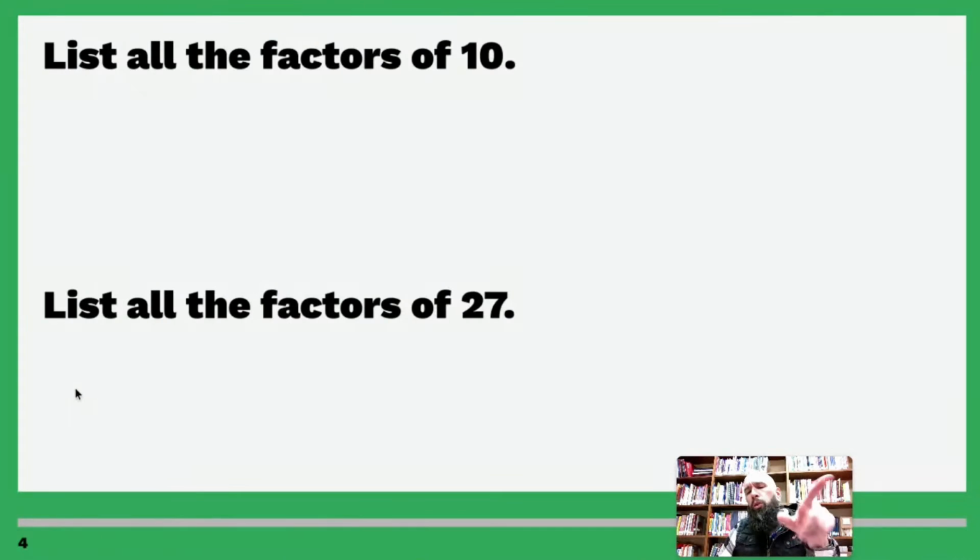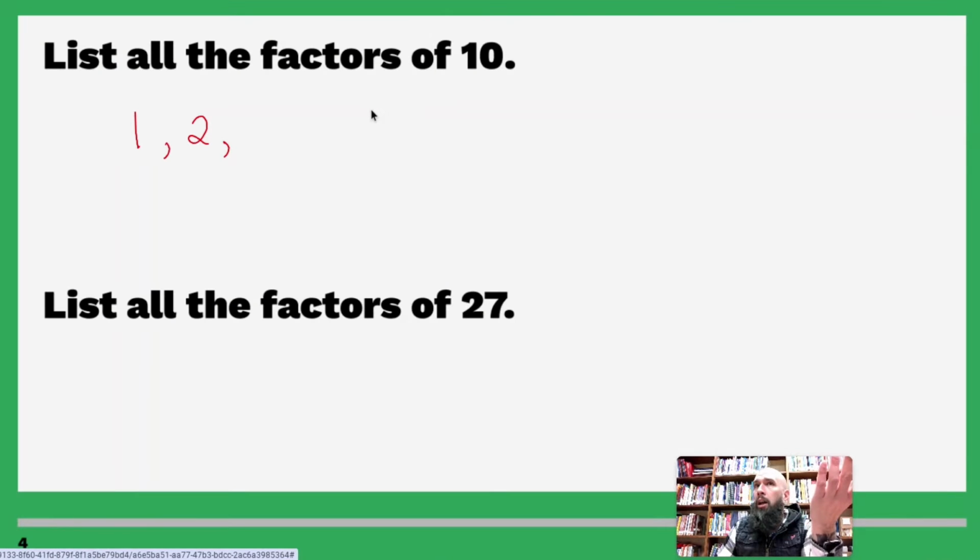So what we're going to do is list all the factors of 10. What can I divide from 10? Well, you can always divide 1 from a number, so that's going to be our first thing. Can you divide 2 from 10? Sure. Think of the divisibility rules. This ends in an even number, therefore you can divide it by 2.